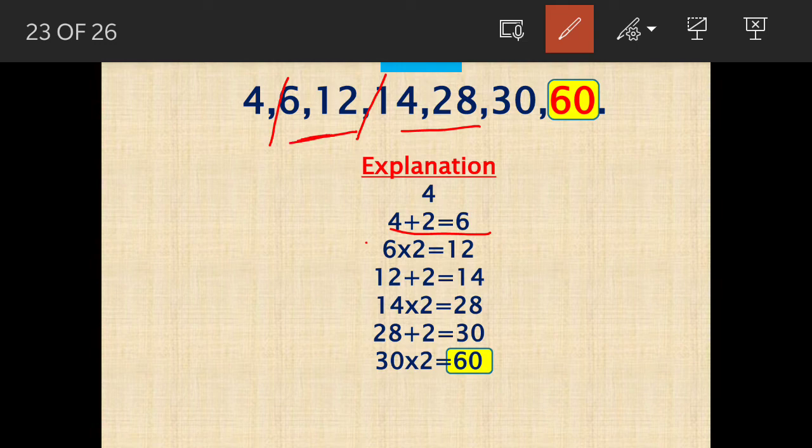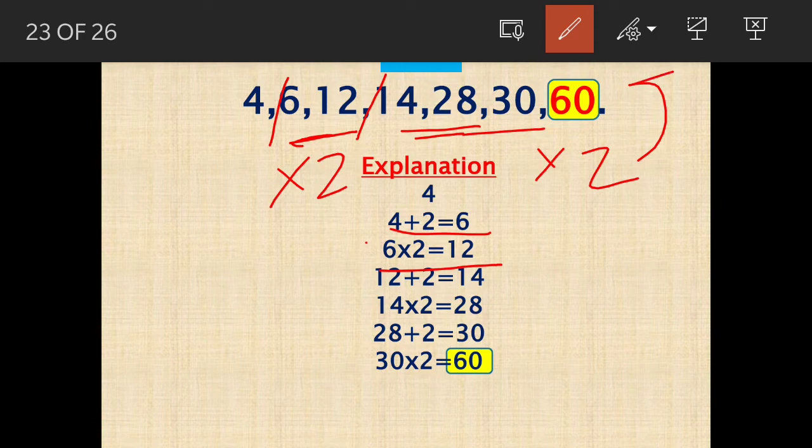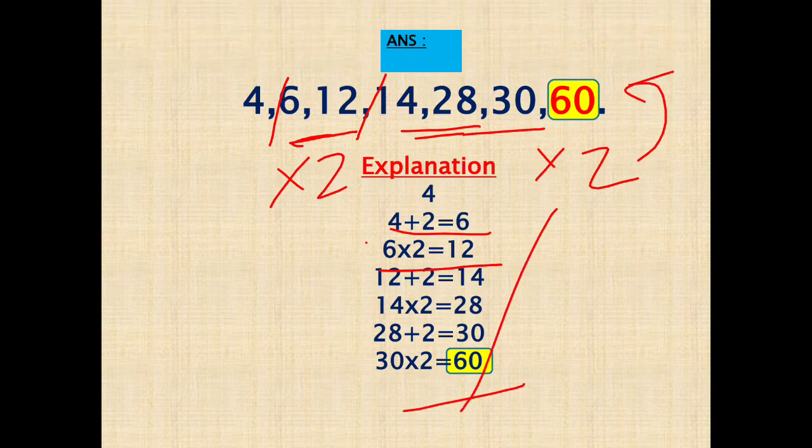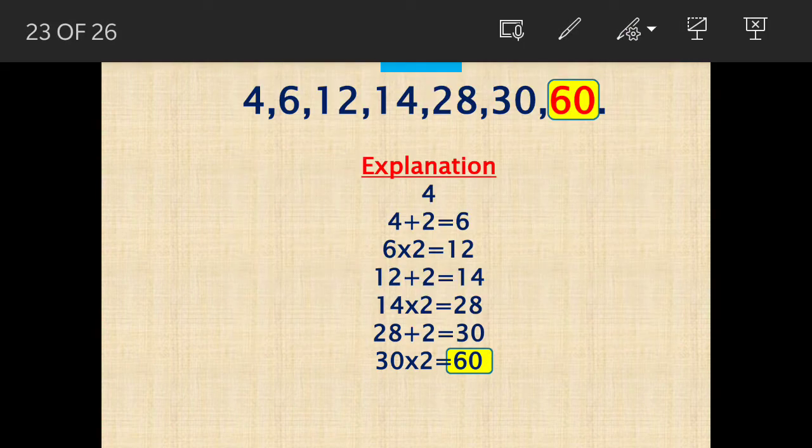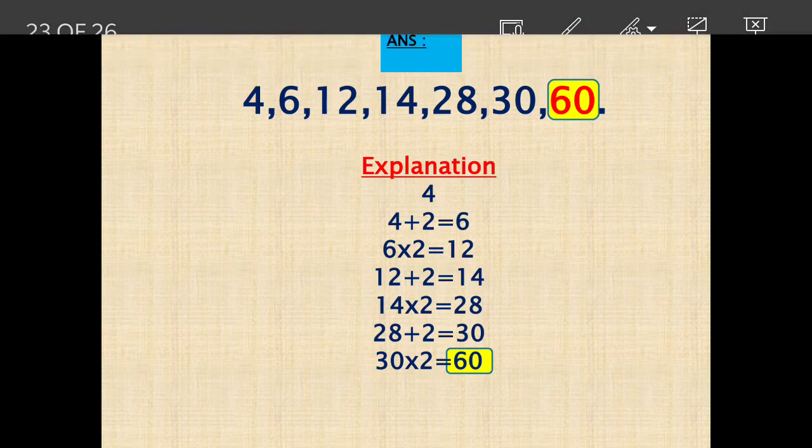And 6 when it is multiplied by 2 becomes 12, and the same cycle is repeated. 12 plus 2 is 14, and 14 into 2 is 28. 28 plus 2 is 30, and the last one, 30 into 2, is 60. This is what I explained here. I'll erase the markings so that you can see the answer yourself. So it looks very difficult but it's very simple. Once you establish the difference and the pattern, you will be able to home in on the correct answer very easily.